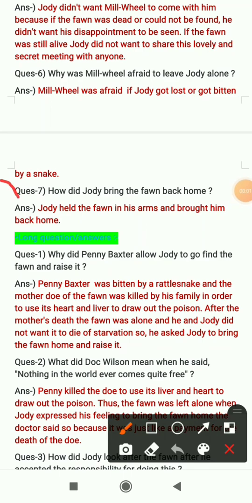Question number 7 is, how did Jody bring the fawn back home? So when Jody got the fawn, how did he bring the fawn back home? Answer will be, Jody held the fawn in his arms and brought him back home. So when Jody brought him back home, he was holding the fawn in his arms.